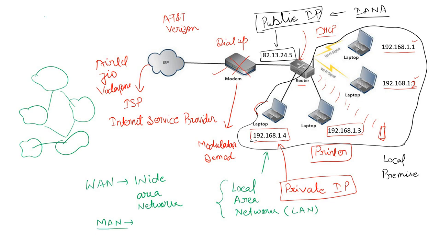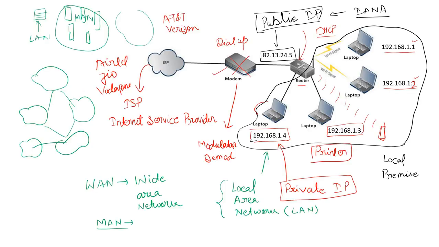It's like saying that if you have one home or one building, a multi-story building, then that is a LAN. If you have multiple multi-story buildings, like a society or something like that, that is a little larger than this one. This is called a MAN. And if it goes to a very large network, that is called a WAN. So this is the concept of LAN, MAN, and WAN.